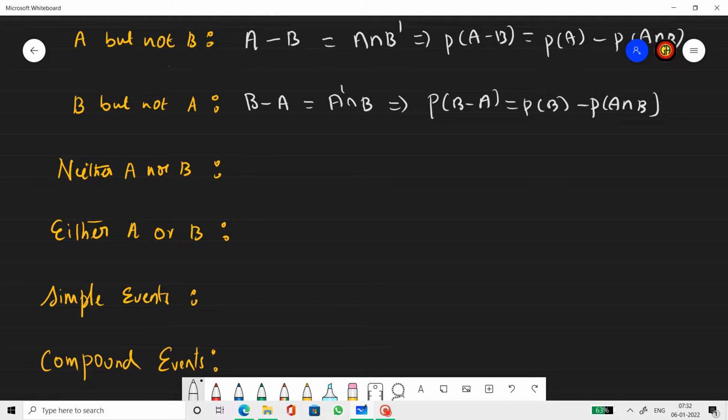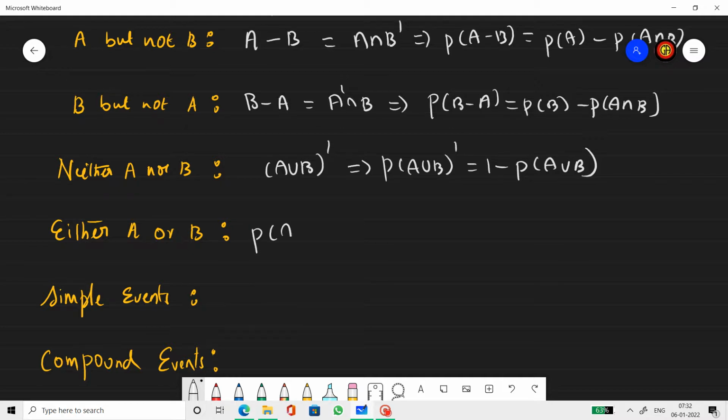Neither A nor B is A union B the whole complement. So when A union B the whole complement comes, P of A union B the whole complement would be 1 minus P of A union B. Now, either A or B, which I told you already, is P of A union B. So A union B is what they call either A or B.